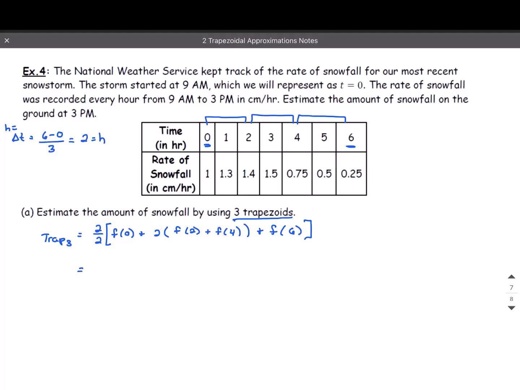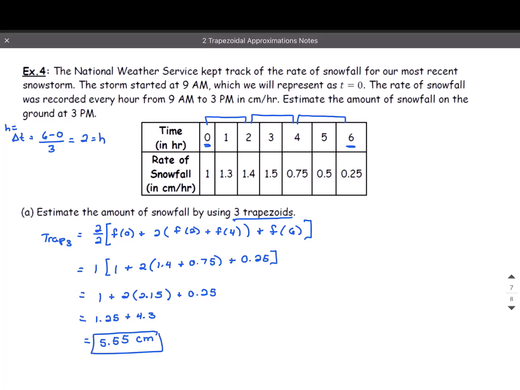So this is going to give us 1. F of 0 is 1, plus 2 times f of 2 is 1.4, plus f of 4 is 0.75, plus f of 6 is 0.25. So this gives us 1 plus 2 times 2.15 plus a 0.25. So that gives us 1.25 plus 4.3. That's going to be 5.55 centimeters. And there we are.